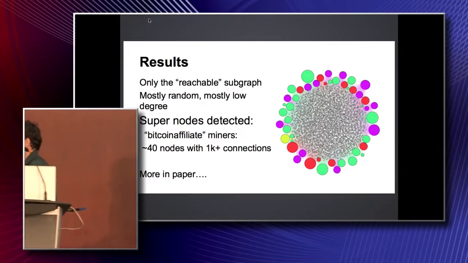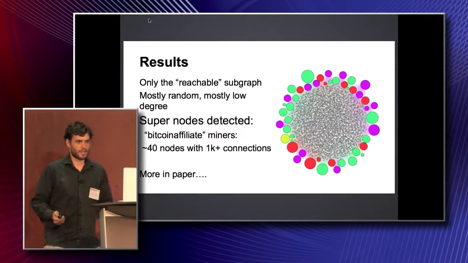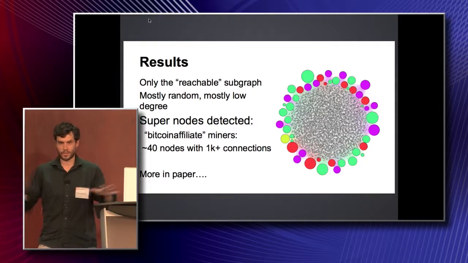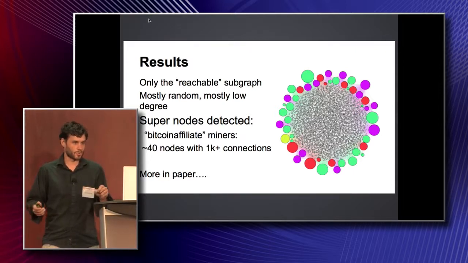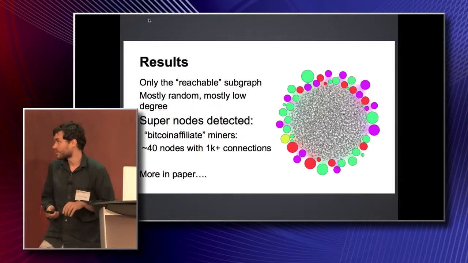So this is a snapshot from almost a year ago, actually. And what we found was surprising is that a large number of the highest degree nodes were from the Bitcoin affiliate mining network, which is kind of geo-distributed. Basically, we found 40 different nodes that all have host names with Bitcoin affiliate mining in it and are listed on their website, and they each have 1,000+ connections. So we can identify supernodes with this.